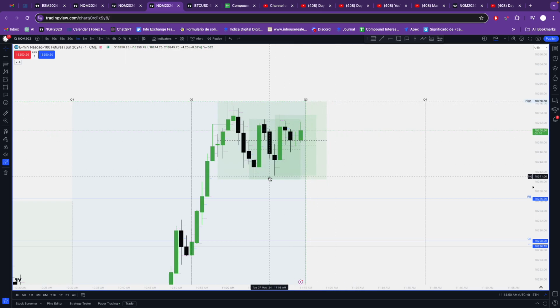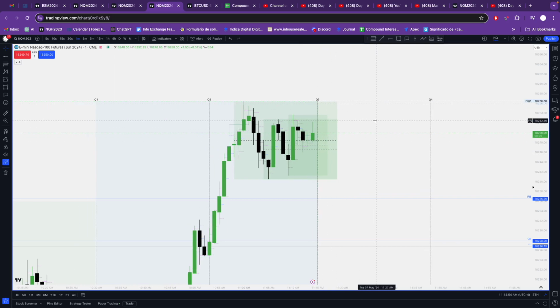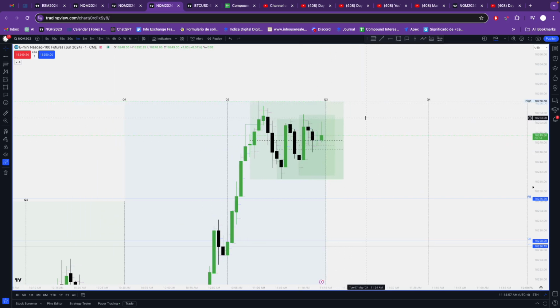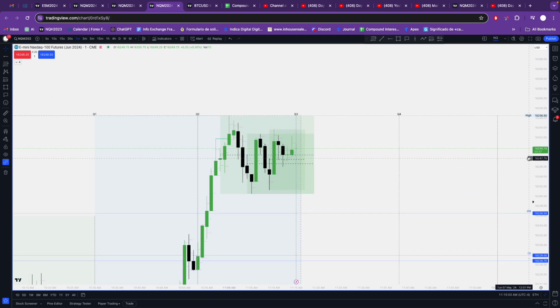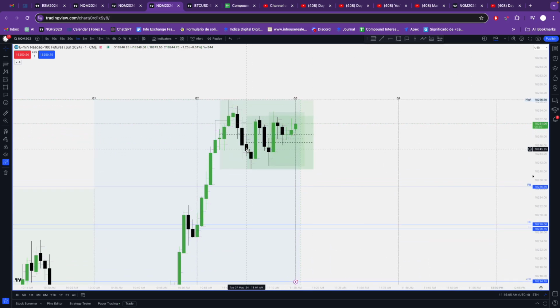Let's keep that there. And we're going into a quarterly cycle, Q3. So we could get accumulation, manipulation, distribution. We are in a premium of the initial range. Let's see what we get here.